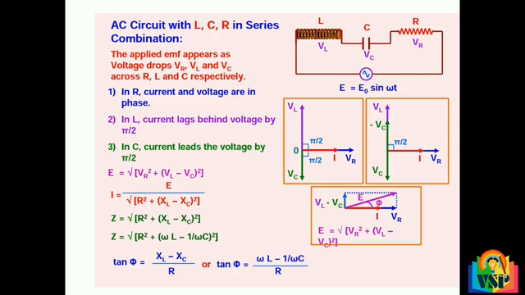From that we can separate I. So then we can write I is equal to E by root of R square plus XL minus XC whole square. So this root of R square plus XL minus XC whole square, by comparing with Ohm's law, I is equal to V by R, that resistance here we can call impedance. Impedance is denoted Z.